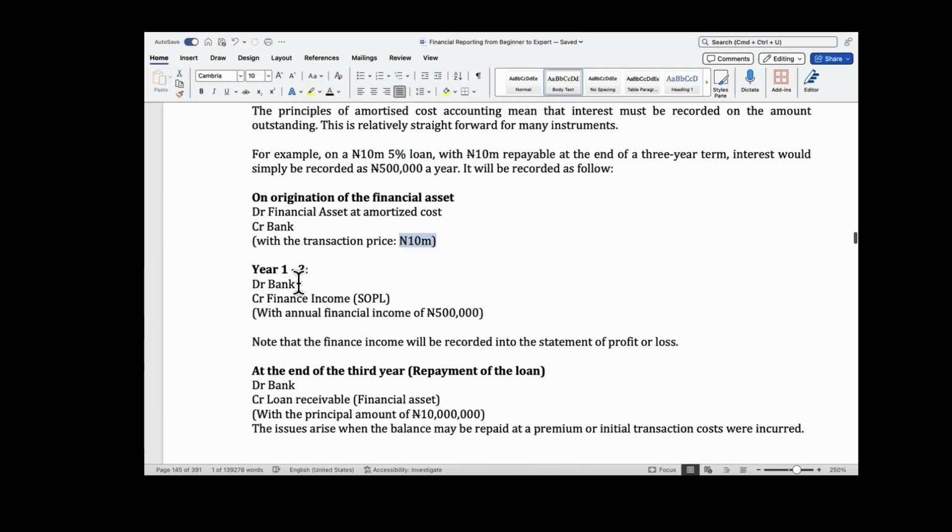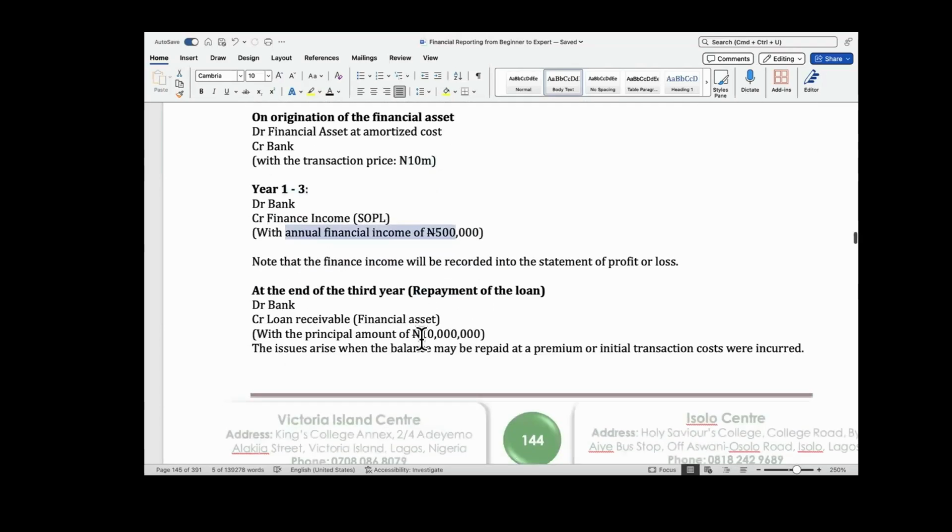And at the end of each year, which is year 1 to 3, you collect interest, they pay you interest at 5%. It's fixed, 5% of principal every year. And every year, the money goes into your bank, you debit bank, you credit P&L, because it's an income, it goes to P&L. So with the annual finance income of 500,000, okay?